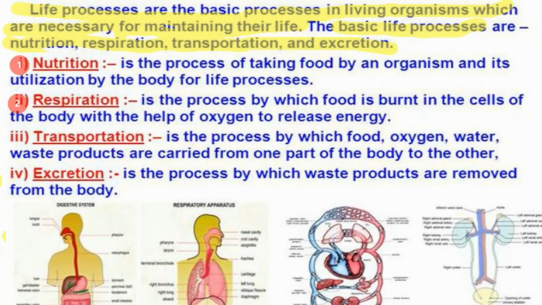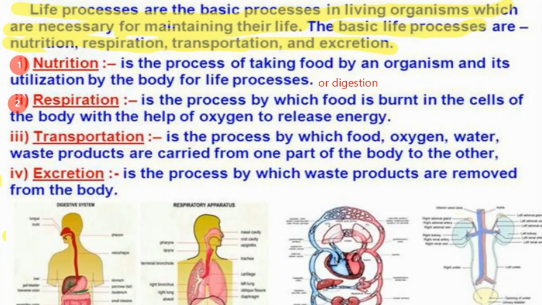For single cell organisms, there is no specific system. In our body we have a digestive system and a respiratory system, but single cell organisms do not have any particular system because they are single cell. So exchange of gases and removal of waste, all these processes they do through their body surface. They do not have any system.